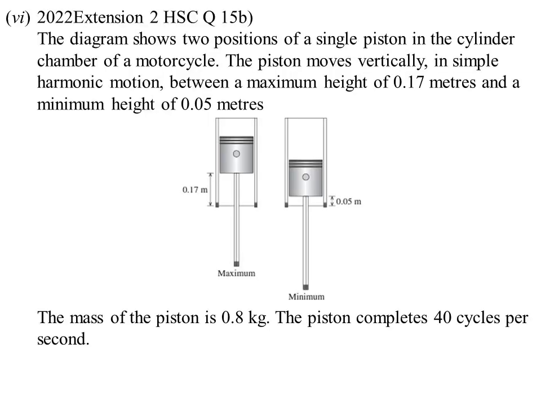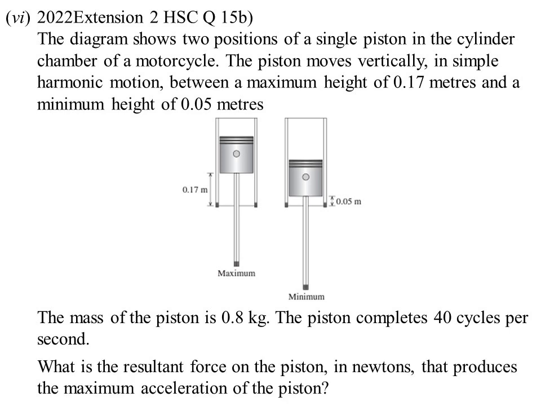2022 question to combine sort of what we've been looking at in simple harmonic motion with some other ideas as well. So the diagram shows two positions of a single piston in the chamber of a motorcycle. Piston moves vertically in simple harmonic motion. They've given us the maximum height, the minimum height. The mass of the piston they've given us 0.8, and it completes 40 cycles per second. What is the resultant force on the piston in newtons that produces the maximum acceleration of the piston?